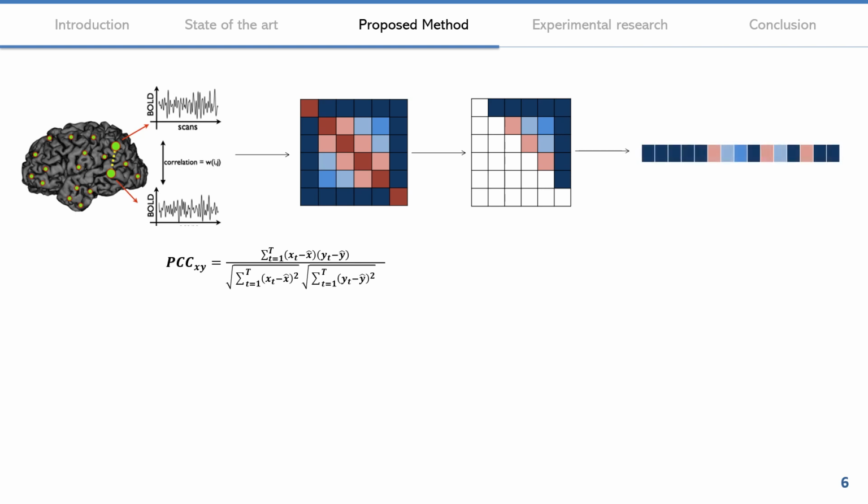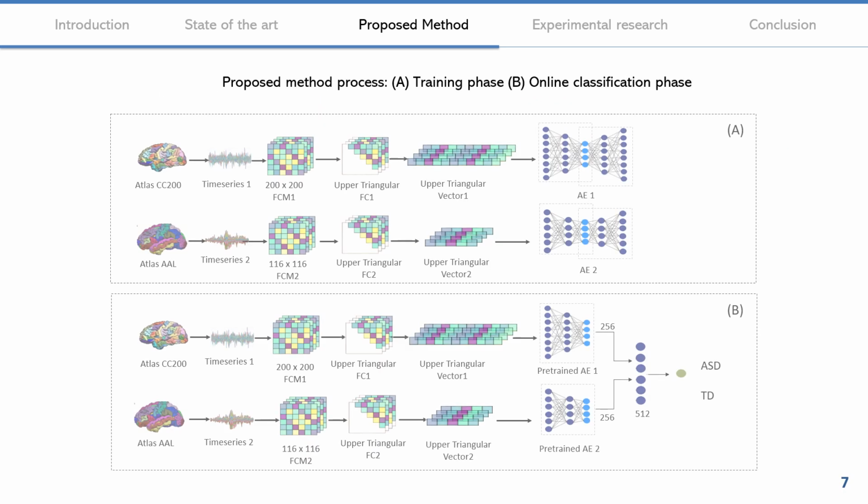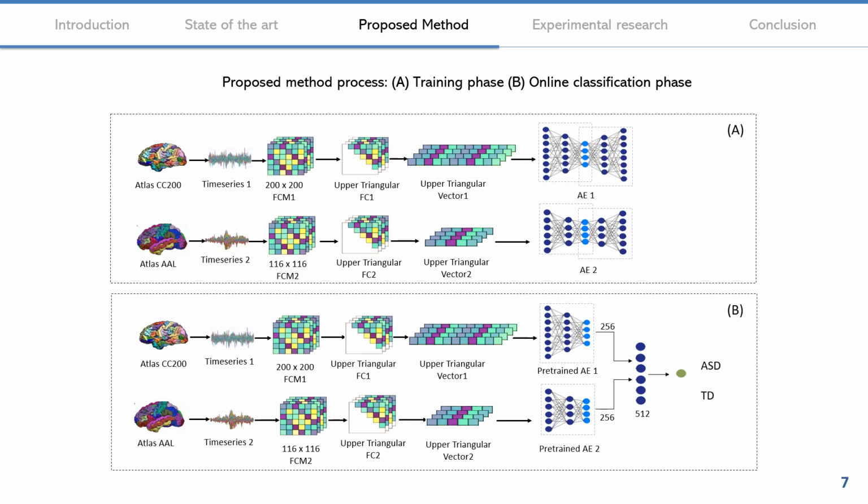During the pre-training step, the upper triangular part of the correlation matrix is flattened. The obtained vector is used as input to train the autoencoder. The encoder architecture consists of two hidden layers. The proposed method for ASD detection relies on a deep learning solution based on autoencoder.